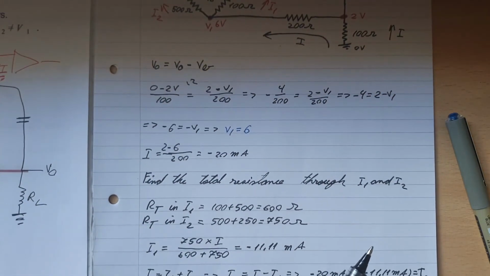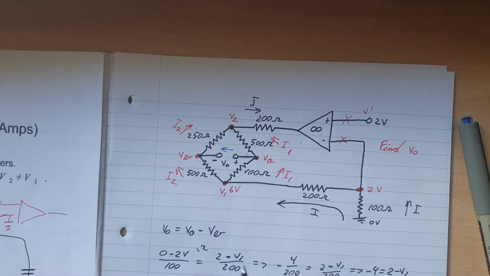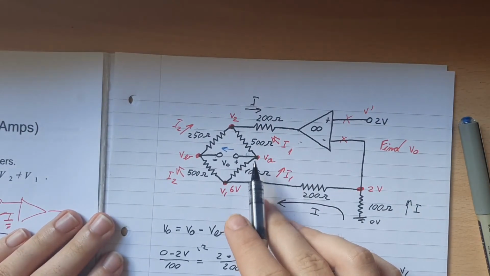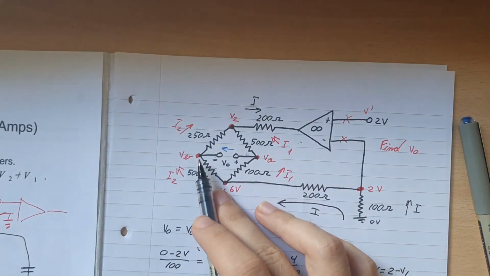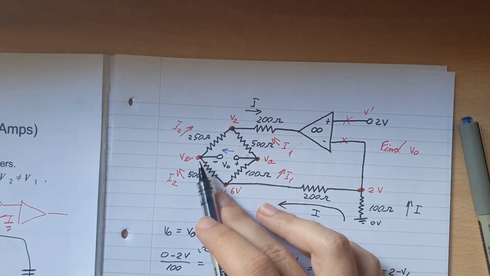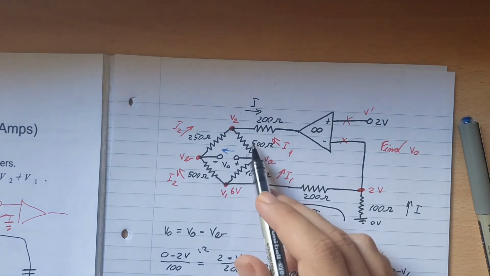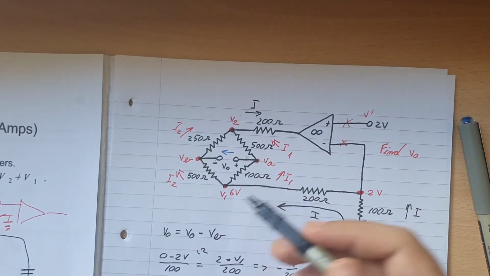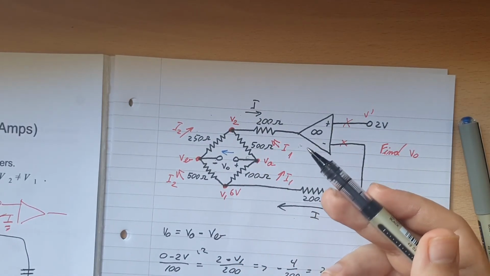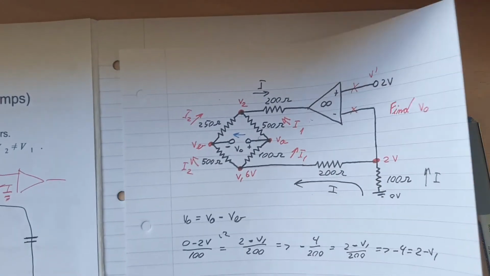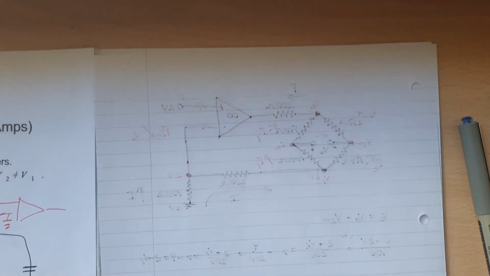Now what we need to do is find the voltages VA and VB. Again, it's a very simple way to do so because it's only one current going through and we know the value of that one current, so we can apply the voltage divider rule.